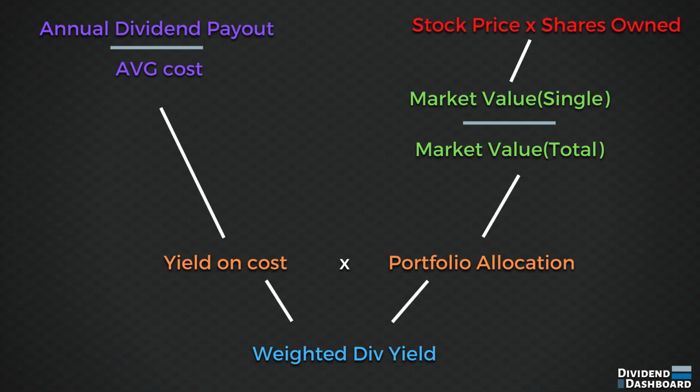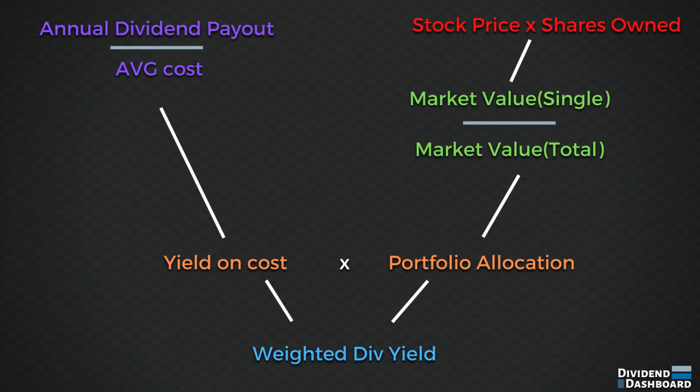Looking at the right side, red. To get the portfolio allocation, we must start by multiplying stock price times shares owned, and we will get the market value of a position. The word single refers to a single position. Then, we divide the single market value by the total market value, or in other words, the value of your portfolio, and that's how we get the portfolio allocation.